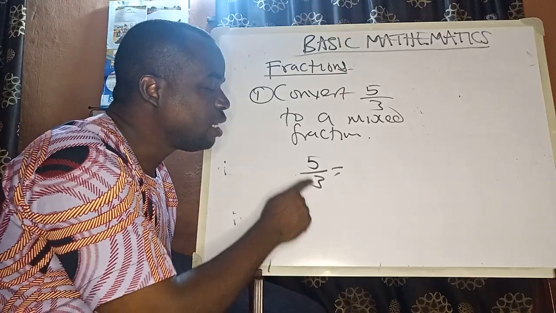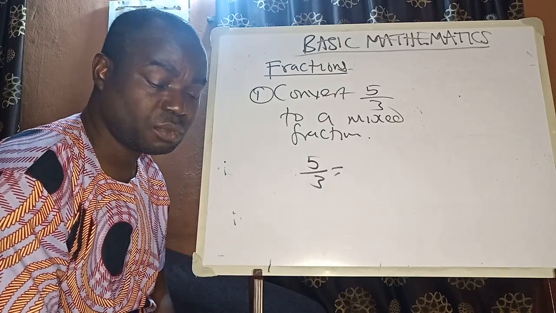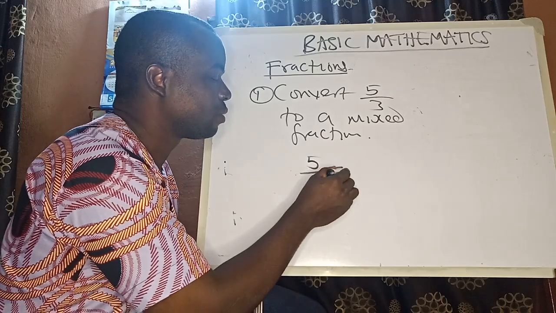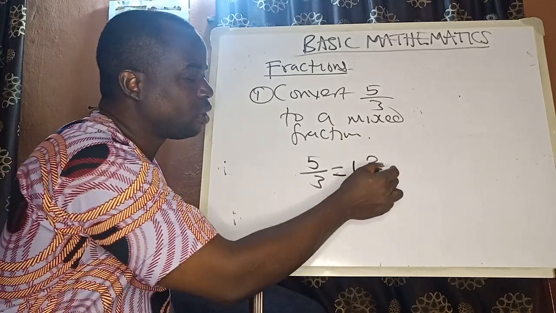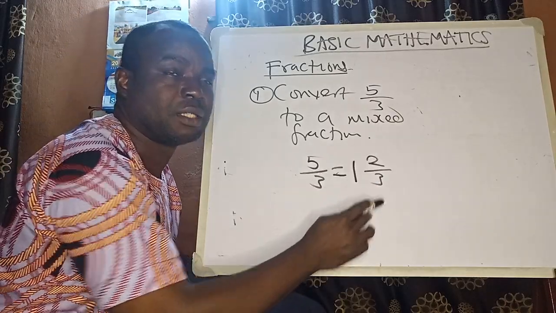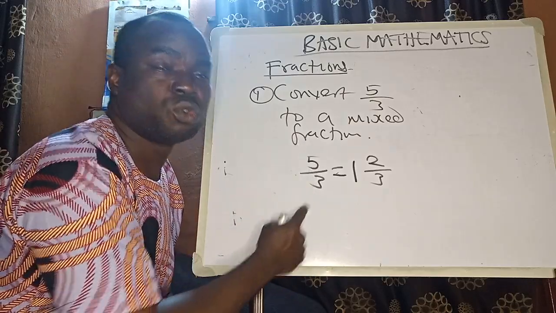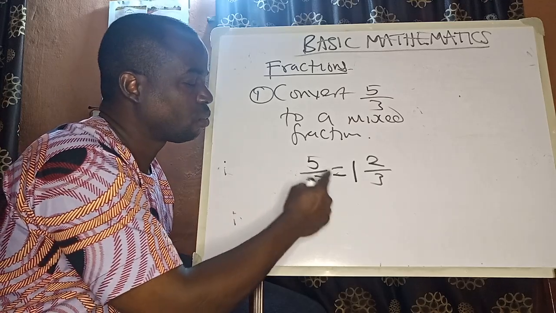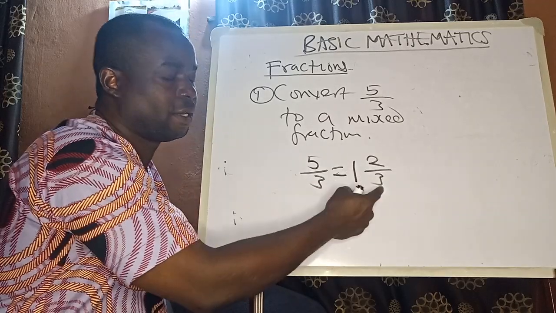Now, if 3 divides 5, it will give us 1 remainder 2. So you now just write it like this: 1, the remainder 2 put up here, and this over 3, put it here. So it is 1 whole number 2 over 3. So if you want to convert an improper fraction to a mixed fraction, you divide it. So you now have 3 into 5 is 1 remainder 2. You now put it over this number here.